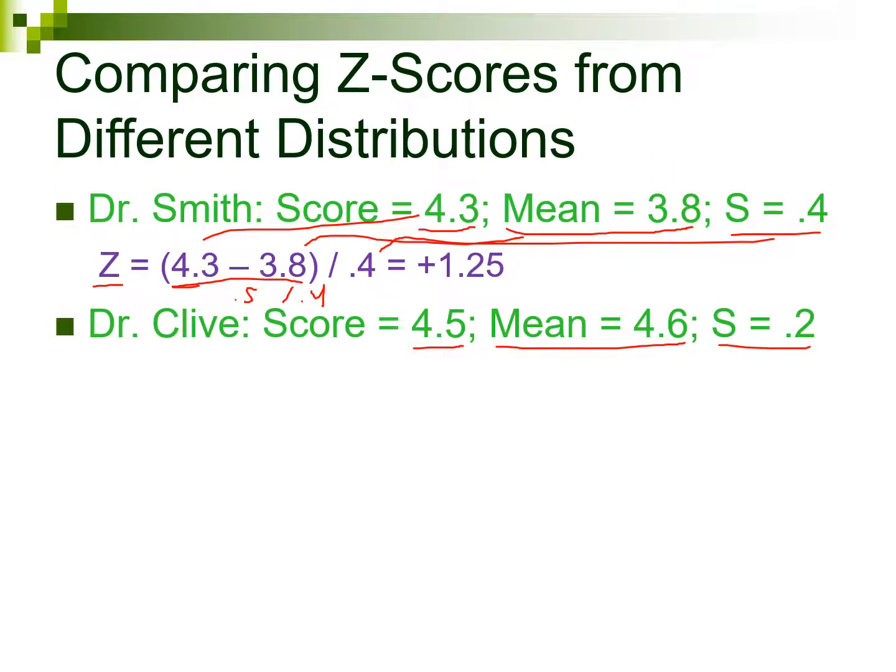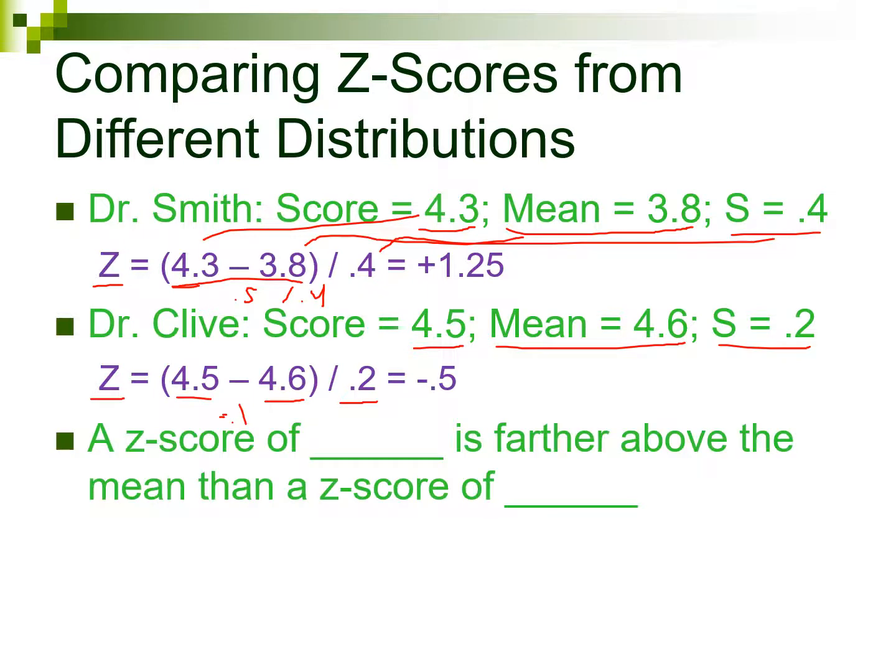Okay. And for Dr. Clive, this is what the equation would look like. His z-score is going to be equal to his raw score minus the mean of his distribution, divided by the standard deviation of his distribution. Order of operations, do what's in the parentheses first. 4.5 minus 4.6 is negative 0.1. Negative 0.1 divided by 0.2 is going to give us negative 0.5.